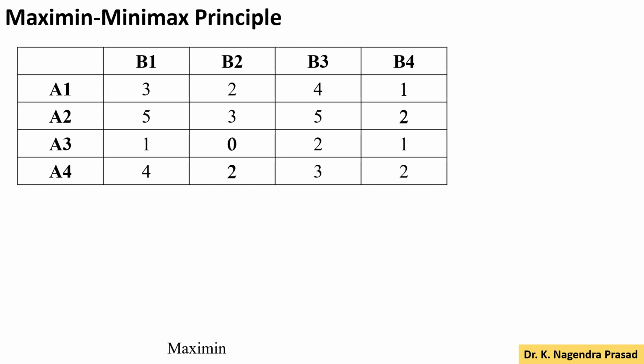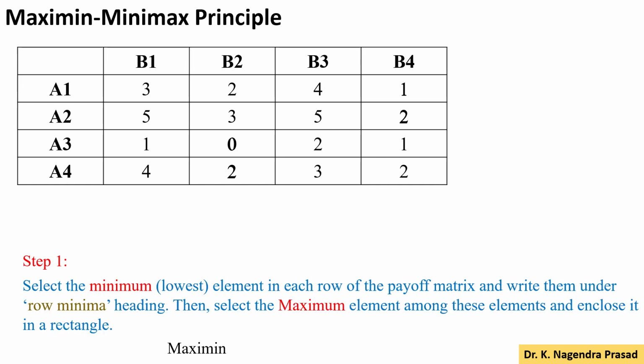The first step is to determine the maximin value by selecting the minimum element in each row of the payoff matrix and writing them under the row minima heading. Then select the maximum element among these elements and enclose it in a rectangle. So first we keep the row minima heading, then select the minimum value from each row.